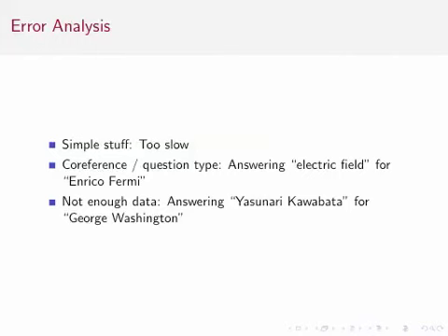There are also some questions where we're not getting the question type correctly. So the question has clues telling us that the question is about a human: this man, this Italian, and so on. It's a question about Enrico Fermi, and we're answering things like electric field. If we could tell that the question was looking for a human, we could restrict the answers to those where the human is correct.